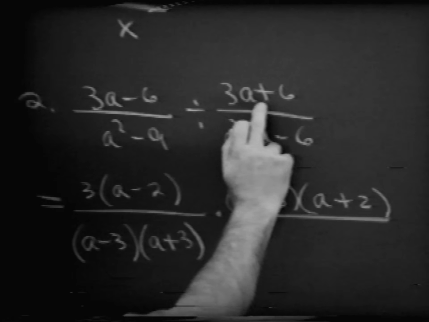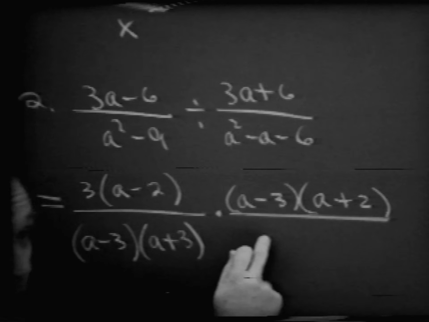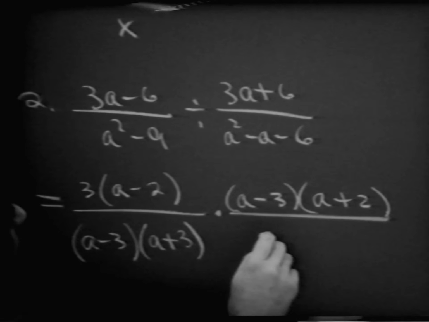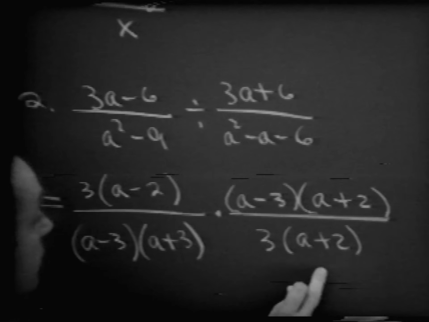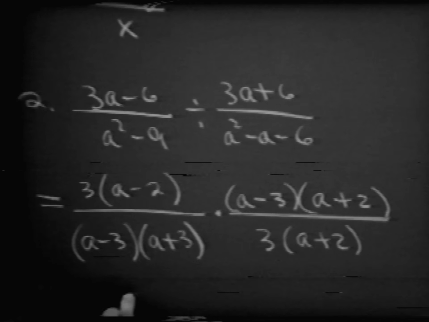And now let's see, this numerator here, which is going to be in this denominator, will factor into 3 times a plus 2. Does everyone agree that we factor this as much as possible?